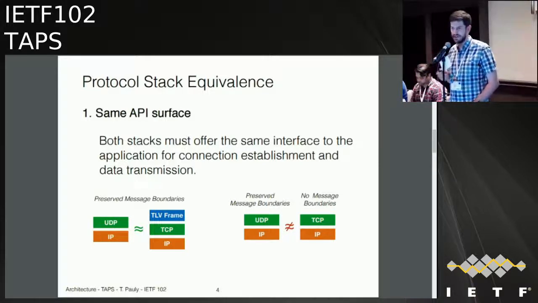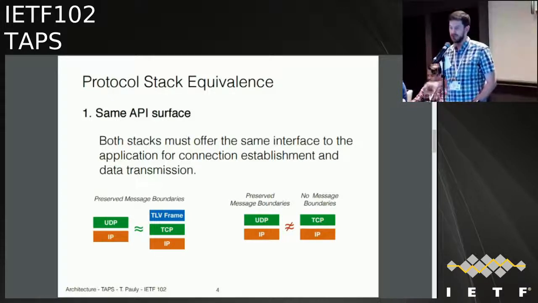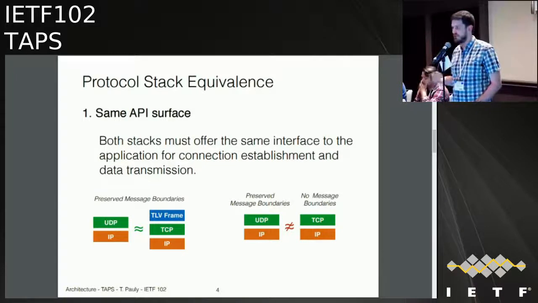So the first item is that the two protocol stacks must have the same API surface. This seems pretty clear. Just quoting directly from the document, they must offer the same interface to the application for both connection establishment and data transmission. So the simple example here is if I have a datagram or messaging interface, where the application is being guaranteed that their sends and receives have preserved message boundaries that are actually transmitted across to the other side, any stack that I'm switching between must have that property.